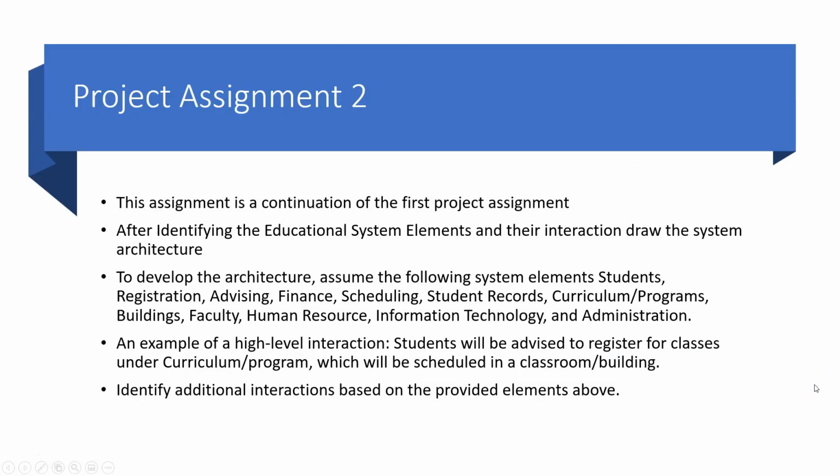Project assignment number 2 is a continuation of the first project assignment. At the beginning, in the first assignment, we were identifying the educational elements or subsystems that we are going to work with. To develop the architecture, let's assume the following elements, and I updated the assignment to reflect that. So you have students, registration, advising, finance, scheduling, student records, curriculum programs, buildings, faculty, human resources, information technology, and administration.